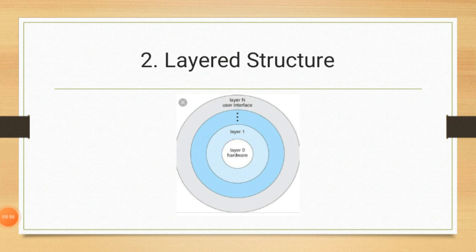The layers are going to be selected so that each layer is going to perform certain functions, as I told. Each layer is implemented with only those operations provided by the lower level layers. A layer does not need to know how these operations are implemented. It is just going to perform the operation. It does not worry about how that operation is going to be implemented.